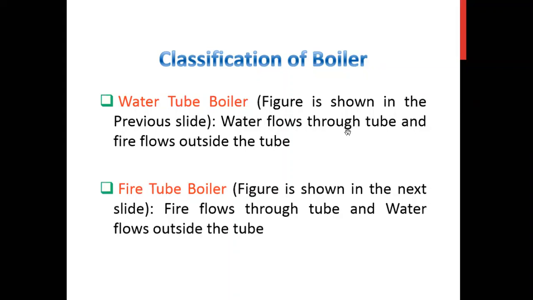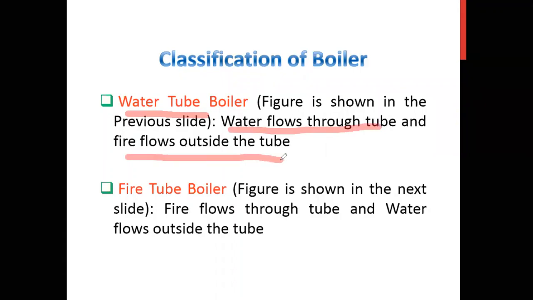You can identify the types from the name. Water tube boiler means water in the tube. Basically there is a closed vessel, and inside there are so many tubes, and within the tubes there is water. So in the water tube boiler, water flows inside the tube and the fire flows outside. But in the fire tube boiler, the fire, basically hot gas, flows inside the tube and the water is outside the tube.